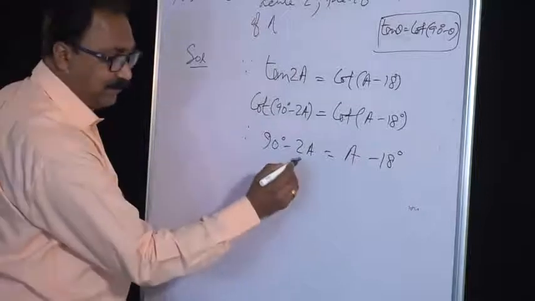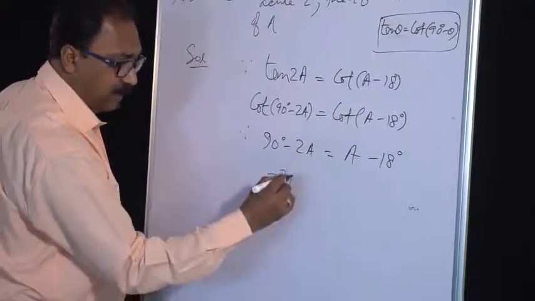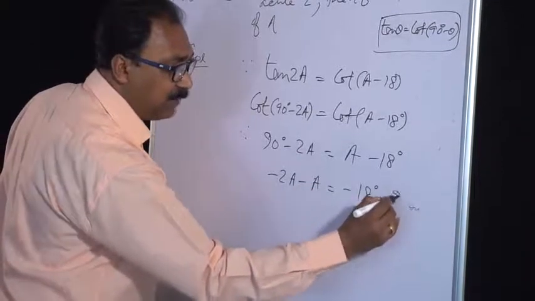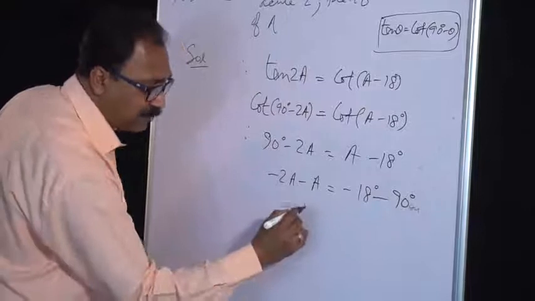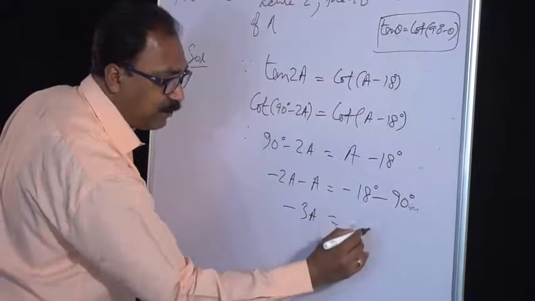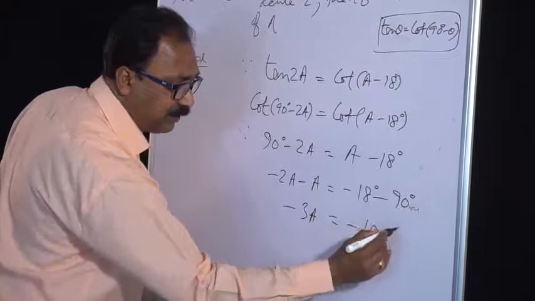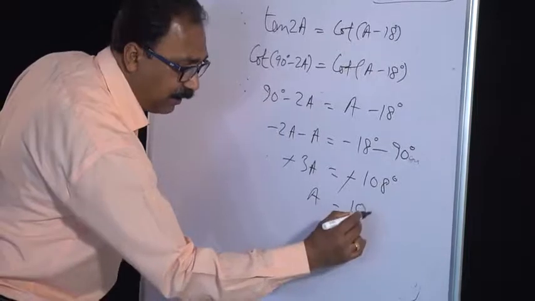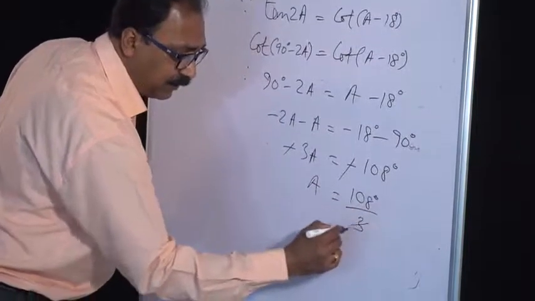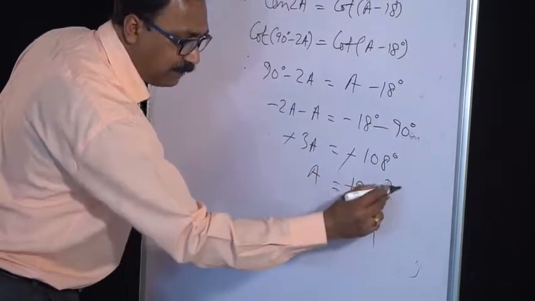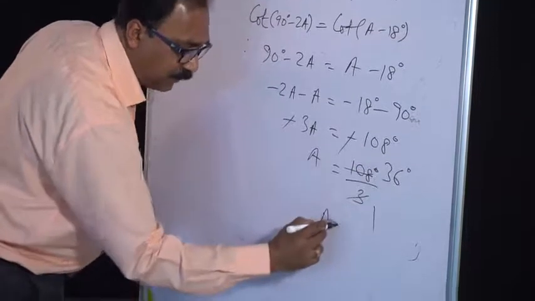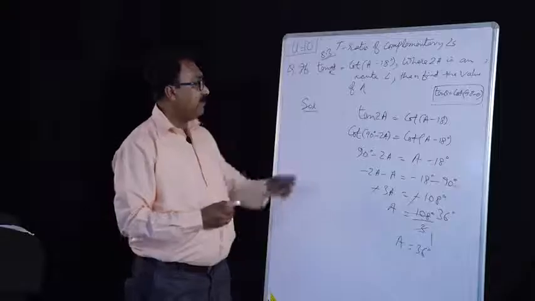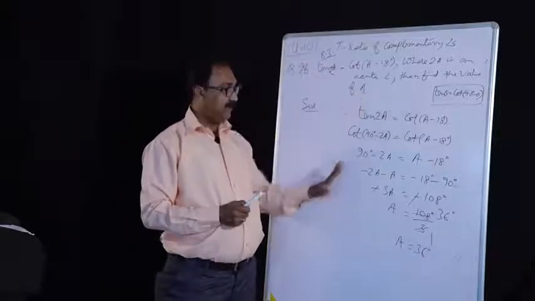So what will we do? We have to find the value of A, keeping it on this side: minus 2A minus A equal to minus 18 and minus 90. So it is minus 3A is equal to minus how much? 108 degree. So minus minus cancel. So A equal to 108 degree by 3. You can cancel this: 3 3s are 9, 1 8, 3 6s are 18. So the A value we get is 36 degree. So this is the way you can find the angle A. Is it clear, I think?